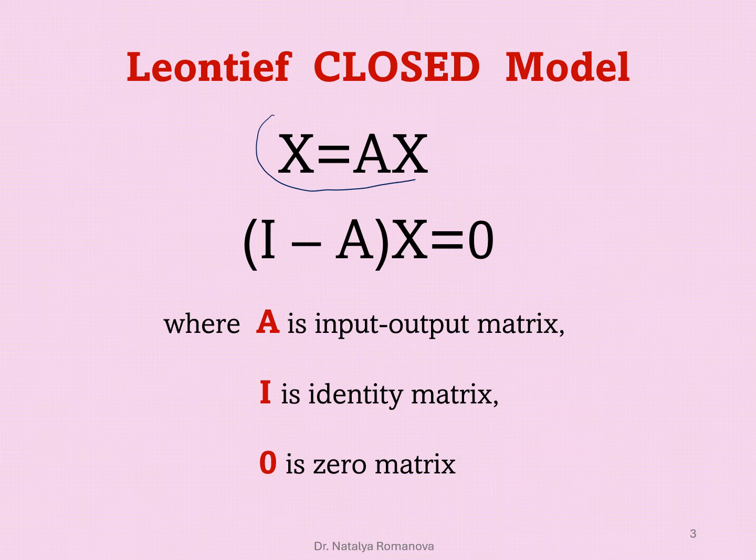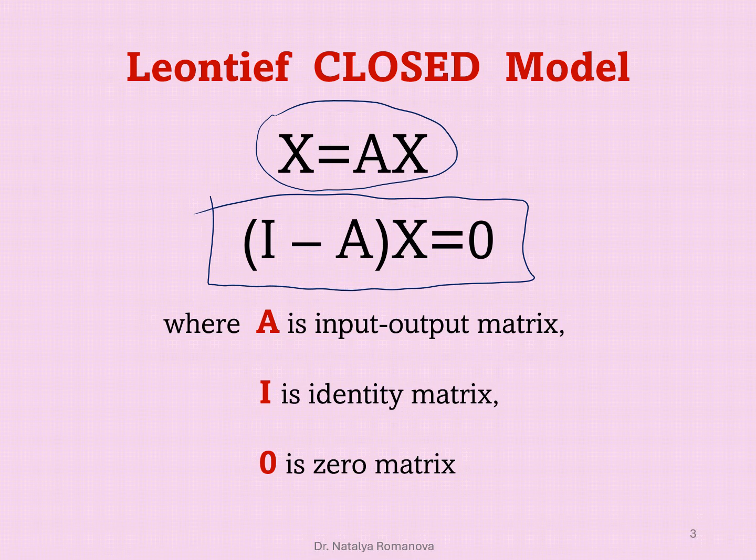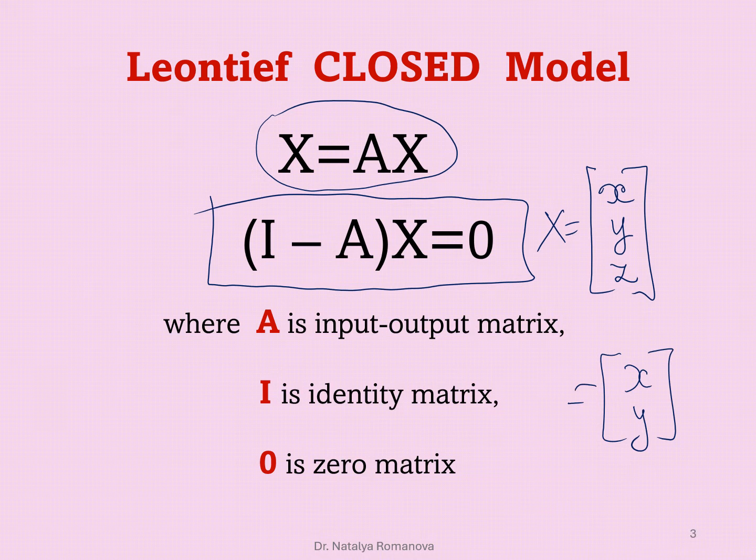This formula presents the closed model. The second formula helps us find the solution of the Leontiev closed model. What is the solution? We have to find the variables from the variable matrix: x, y, z. It is the X matrix or just x, y. This will depend on the given information. We remember the formula: I minus A times x equals 0. We work with matrix theory. A is the input-output matrix, I is the identity matrix, O is the zero matrix.